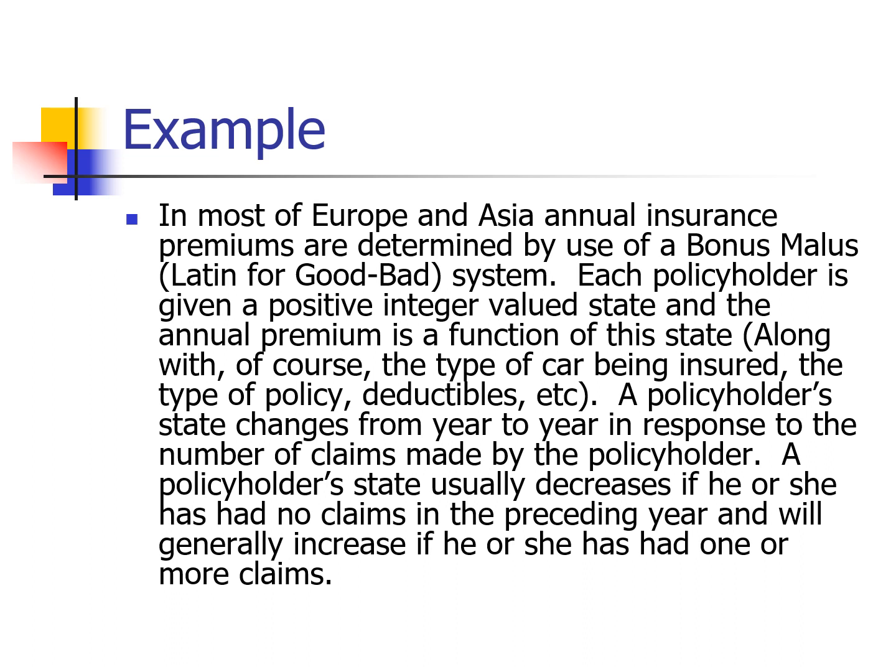A policyholder's state changes from year to year in response to the number of claims, right? You can think of claims as the number of accidents. So if you don't have any accidents, your state will probably improve. If you have a lot of accidents, your state will probably get worse. High states are bad, low states are good. Does that make sense?